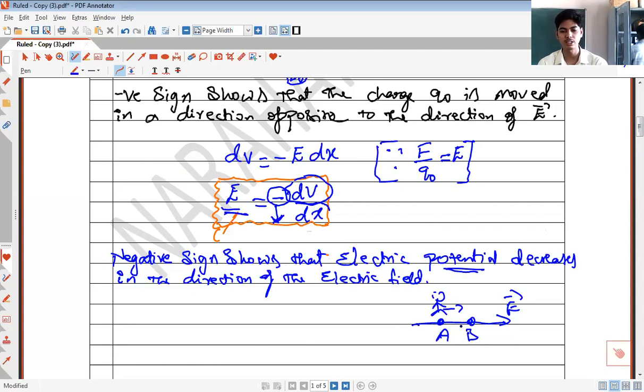If a charge moves in the direction of the electric field, the potential of that charge decreases. Say the potential at A is 10 volts and at B is 5 volts. So if the charge moves in the direction of the electric field, it is like moving from 10 volts to a 5 volt region. The potential of the charge decreases. Is this clear?